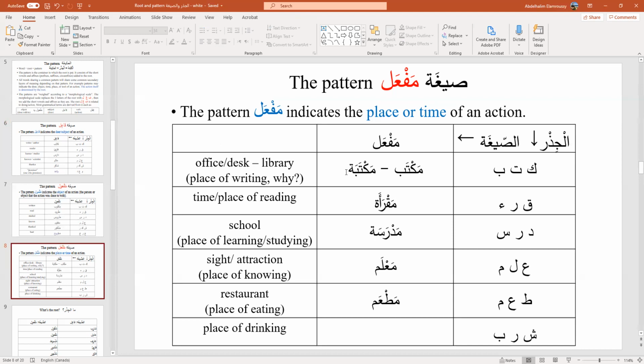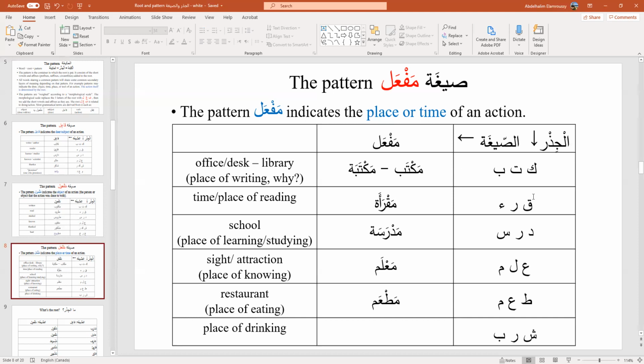Maktaba refers to library. And do you recall, everyone, why is the library the place of writing and not the place of reading? Yes, if you were listening to the beginning, let's go back to the time when this word was coined, at the time of the House of Wisdom. It's because that was where books were being written.